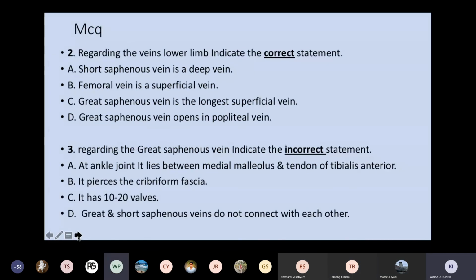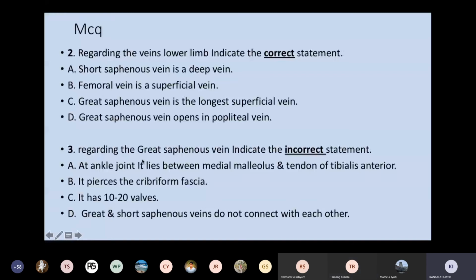Regarding the veins, we can finish this, so it will be totally over. Regarding the veins of the lower limb, what is the correct statement? Short saphenous vein is a deep vein. Wrong. Femoral vein is a superficial vein. Wrong. Great saphenous vein is the longest superficial vein. Right. And the great saphenous vein opens in the popliteal vein. Wrong.